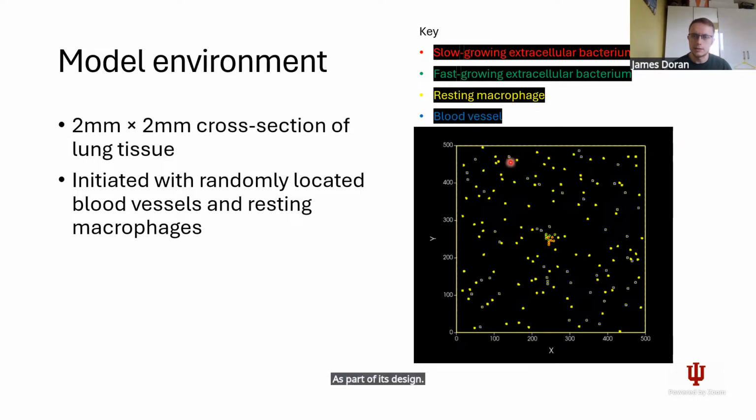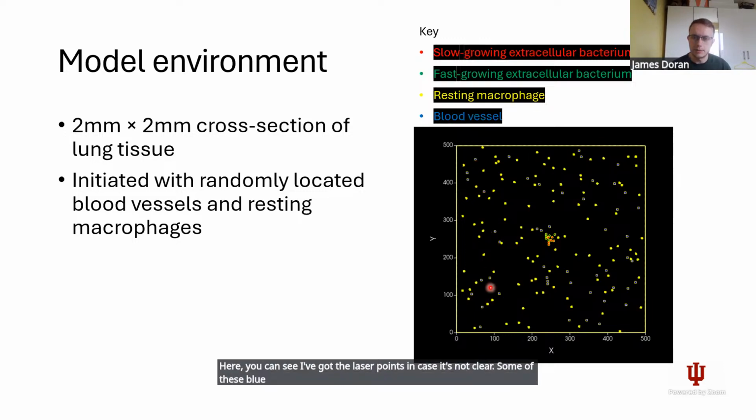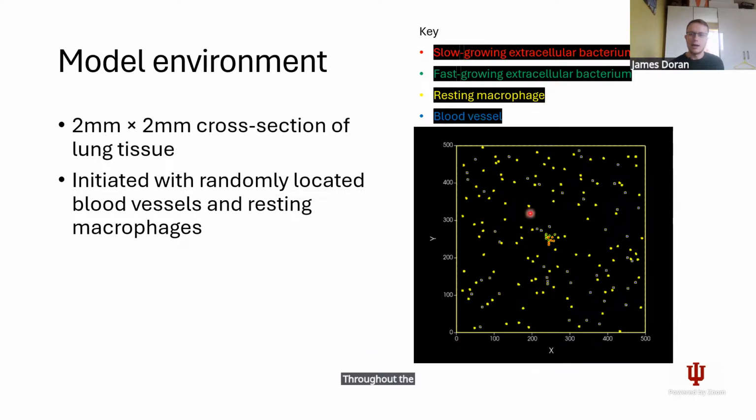Here you can see I've got the laser pointer in case it's not clear. Some of these blue dots are blood vessels, or effectively cross sections of blood vessels, which are randomly located throughout the domain. And the yellow dots are resting macrophages, which also are randomly distributed throughout the domain at the start. And in the center here, you may be able to see our green and red dots. These are the extracellular bacteria.